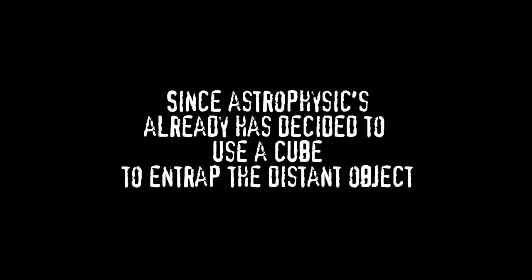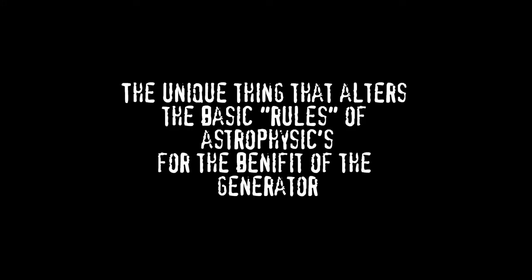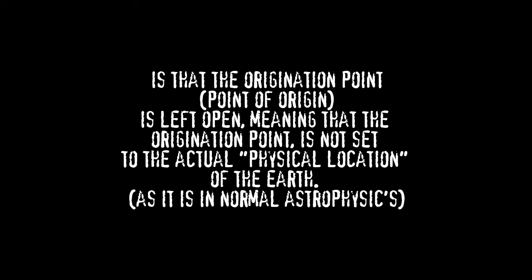Since astrophysics already has decided to use a cube to entrap the distant object, generator in this case, the number of axis references is equal to how many sides a cube has, that being 6 sides. The number is set as 6 at the destination. The unique thing that alters the basic rules of astrophysics for the benefit of the generator is that the origination point of origin is left open, meaning that the origination point is not set to the actual physical location of the Earth, as it is in normal astrophysics.